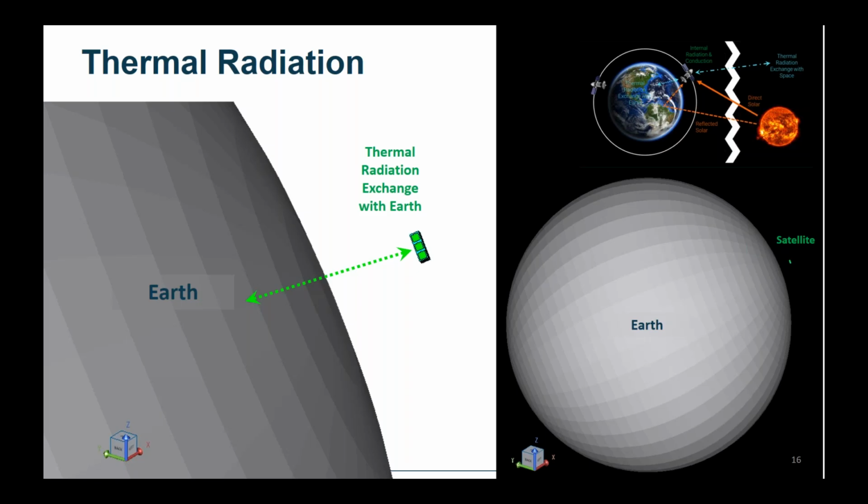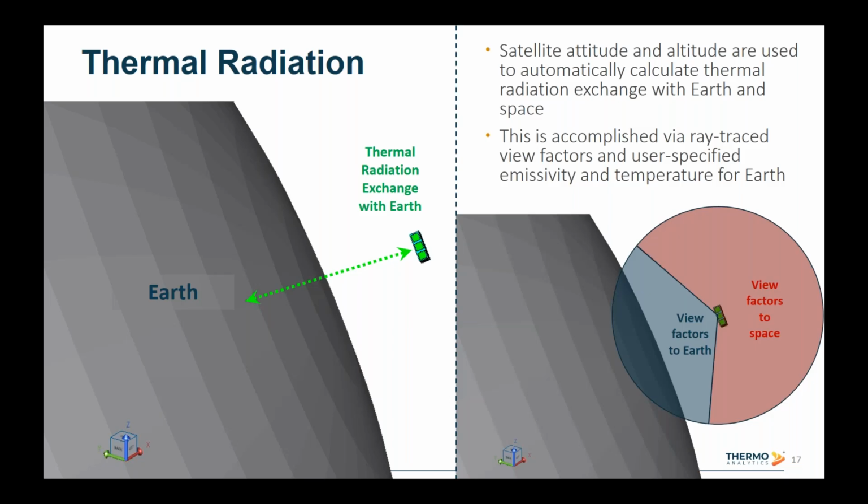So these graphics kind of depict the situation when it comes to thermal radiation. So we've got the thermal radiation exchange with the Earth and the payload, as well as going to space. And this is accomplished via view factors that are automatically calculated by MuSES. So we're calculating the view factors to Earth and to space. And so both the attitude and the altitude of the satellite are going to influence these view factors. And that's going to let us automatically calculate the thermal radiation exchange between the payload and the Earth and space. And that's on the thermal side.